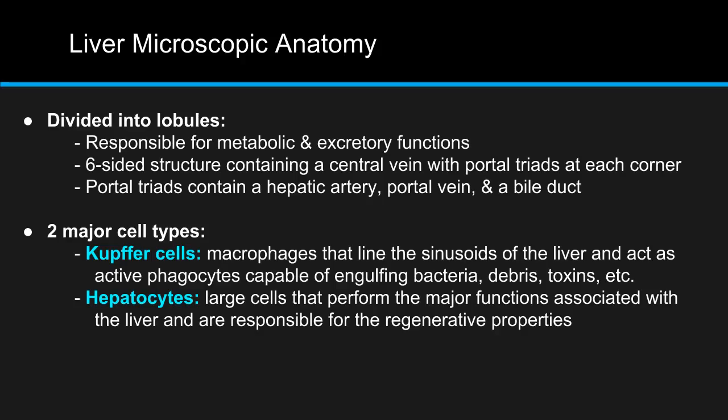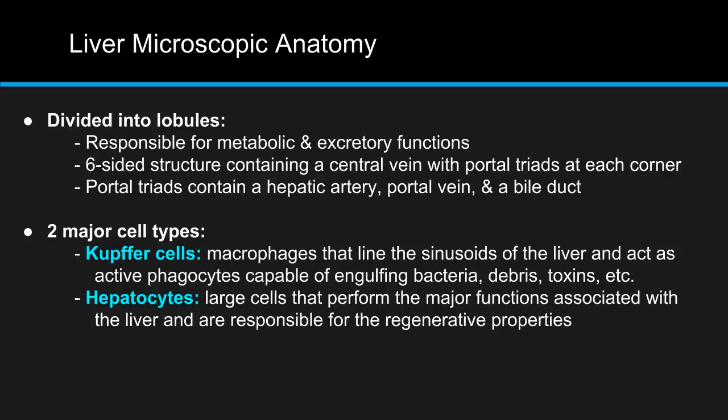The liver is divided into microscopic units called lobules, which are the functional units of the liver responsible for metabolic and excretory functions. Each is a 6-sided structure with a central vein and portal triads at each corner. Each triad contains a hepatic artery, a portal vein, and a bile duct.